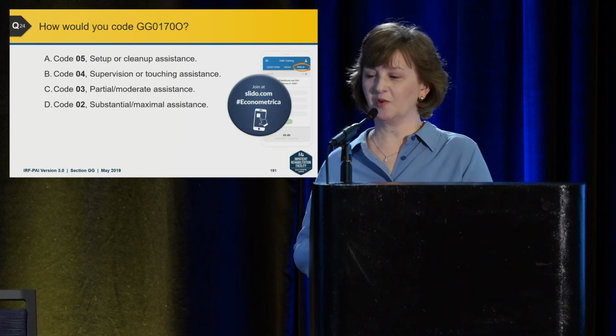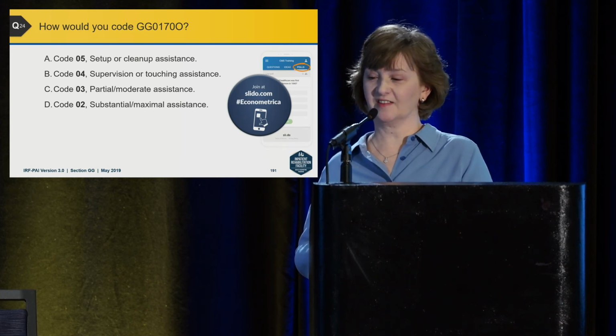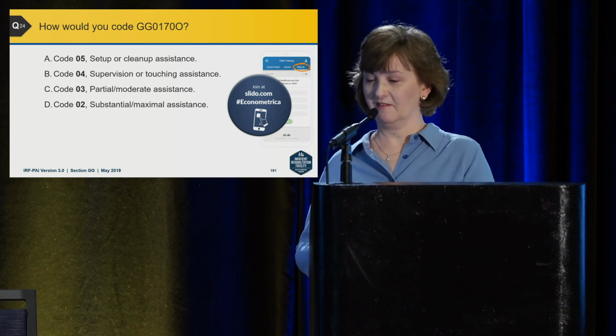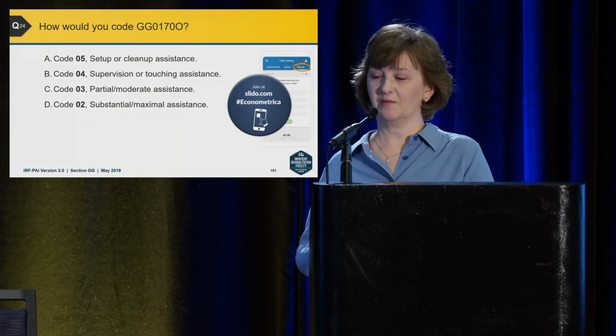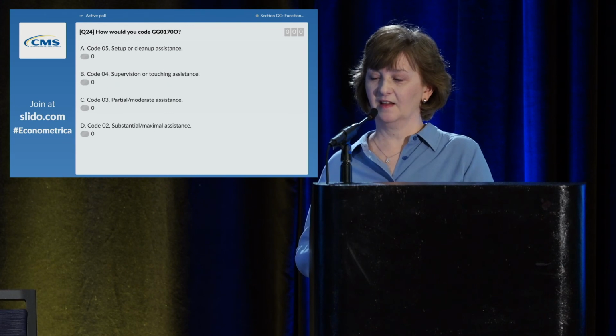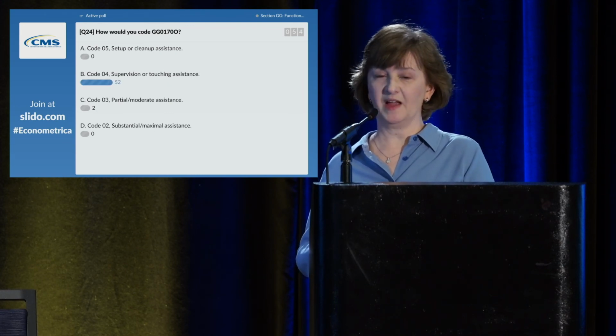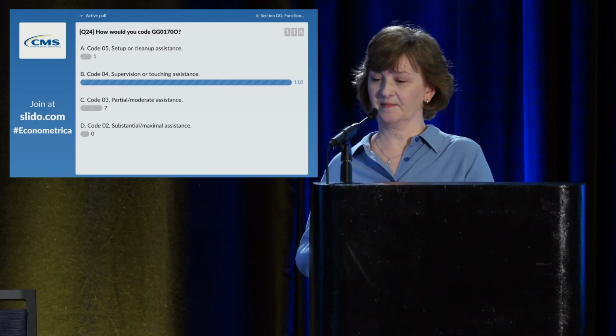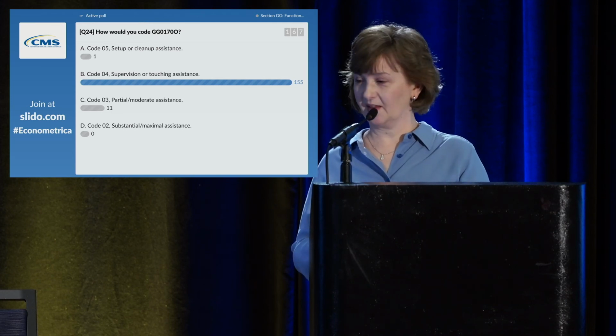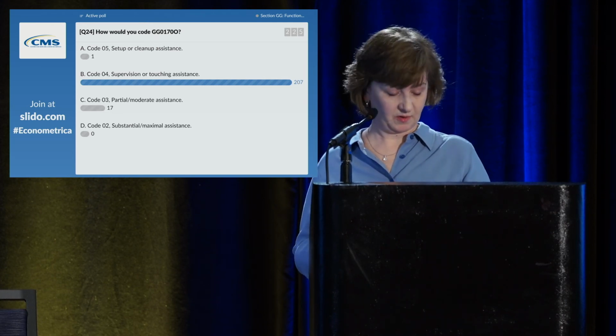On Slido, you can put in your responses. The options are code 5, setup or cleanup assistance, 4, supervision or touching assistance, 3, partial moderate assistance, and 2, substantial maximal assistance. Okay, I'll just give you a few seconds to put in the response.